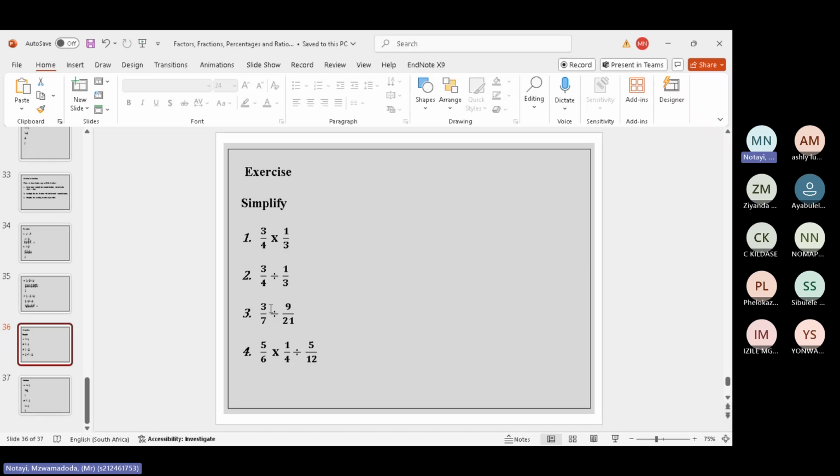Number 4, 5 times 1 divided by 6 times 4, all multiplied by 12 divided by 5. So the 5 and the 5 cancel out. We are left with 12 over 6 times 4, which is 24, which leads us to 1/2. You guys got that one correct. All right, well done, guys.